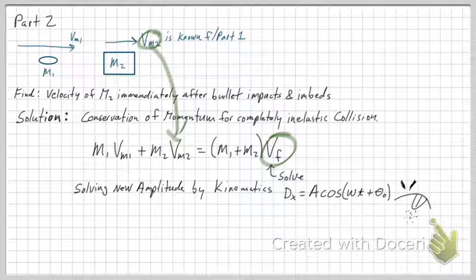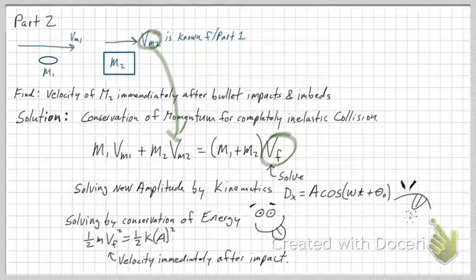And what am I supposed to do with that? I need a new amplitude. Okay, now I could use my kinematics equations to do that, and that would not be any fun. However, if I decide to use conservation of energy, this is going to be a simple plug and chug.